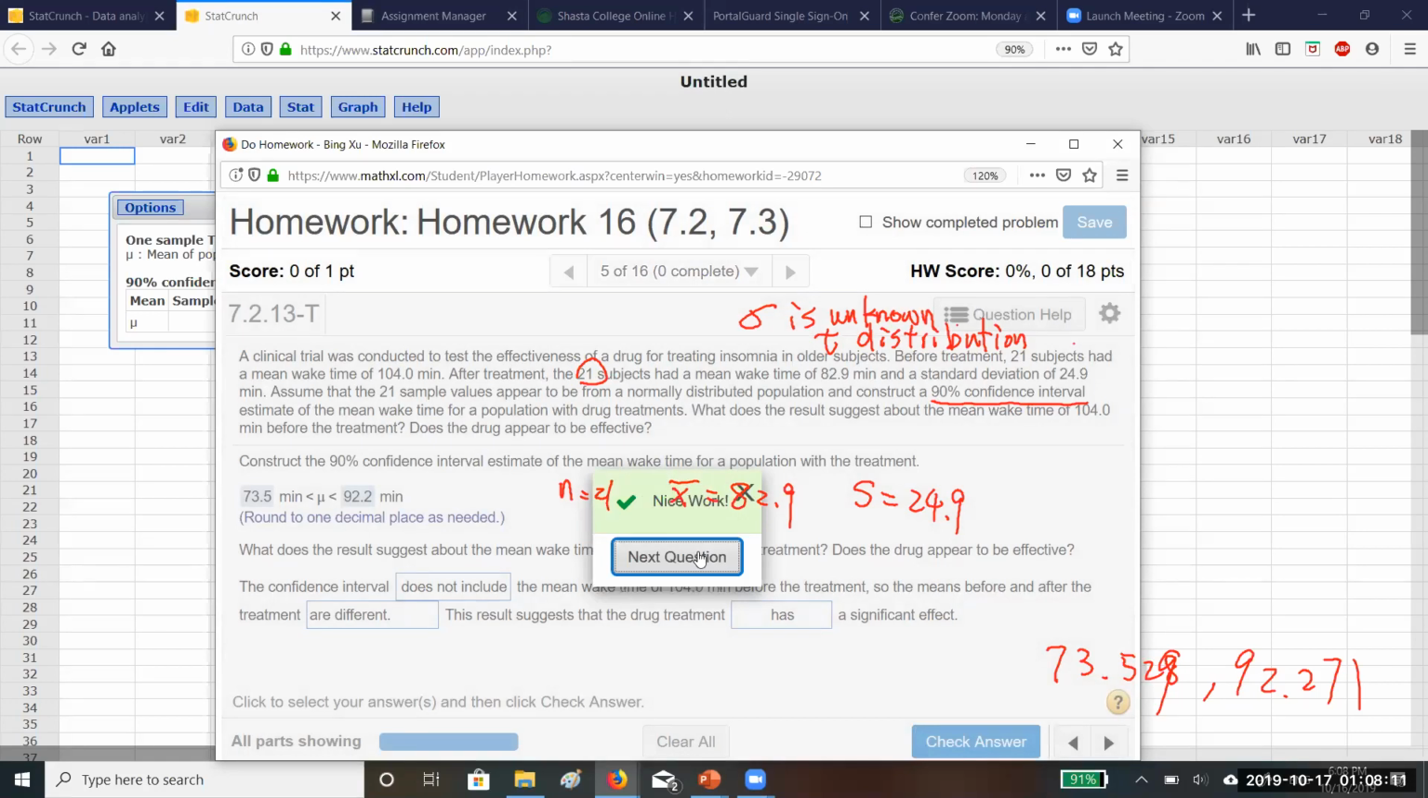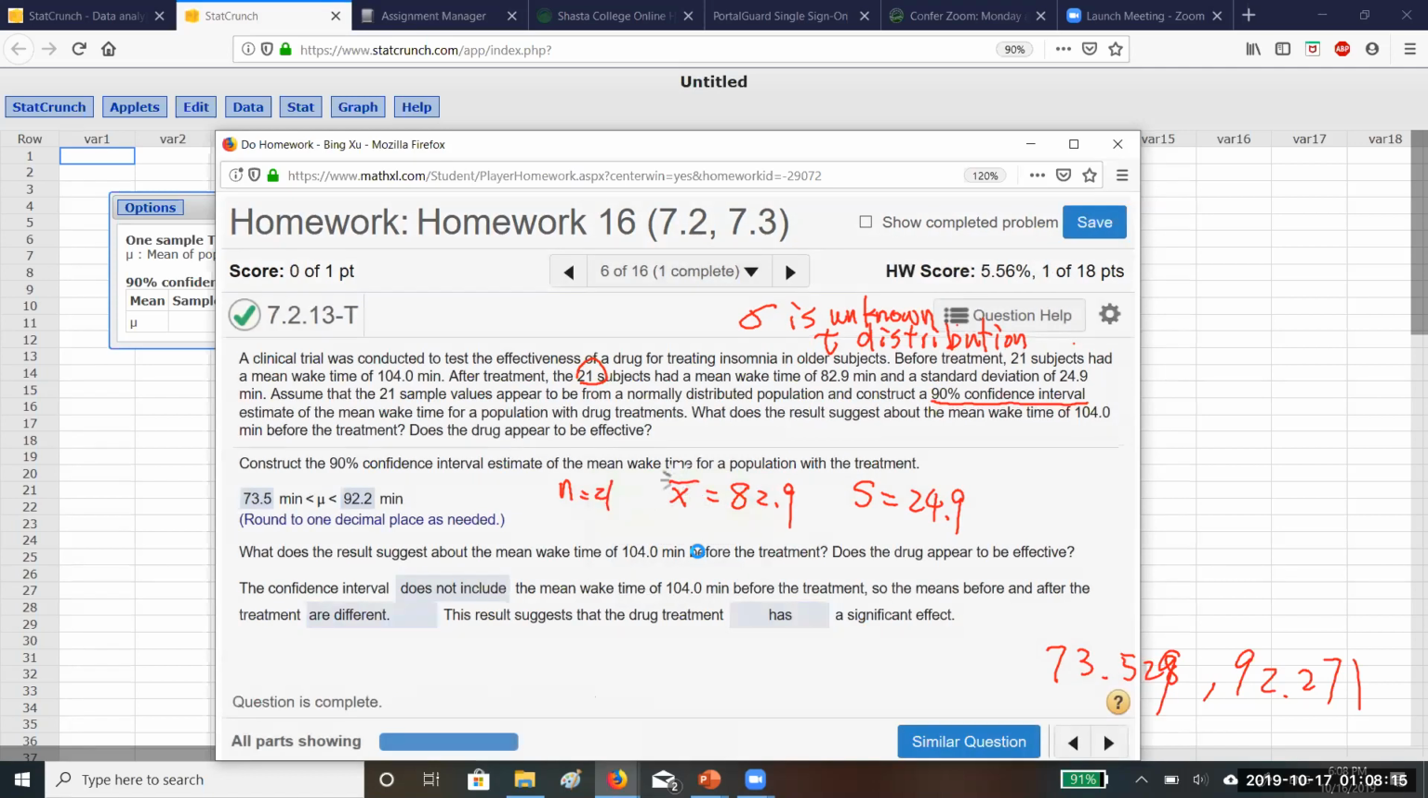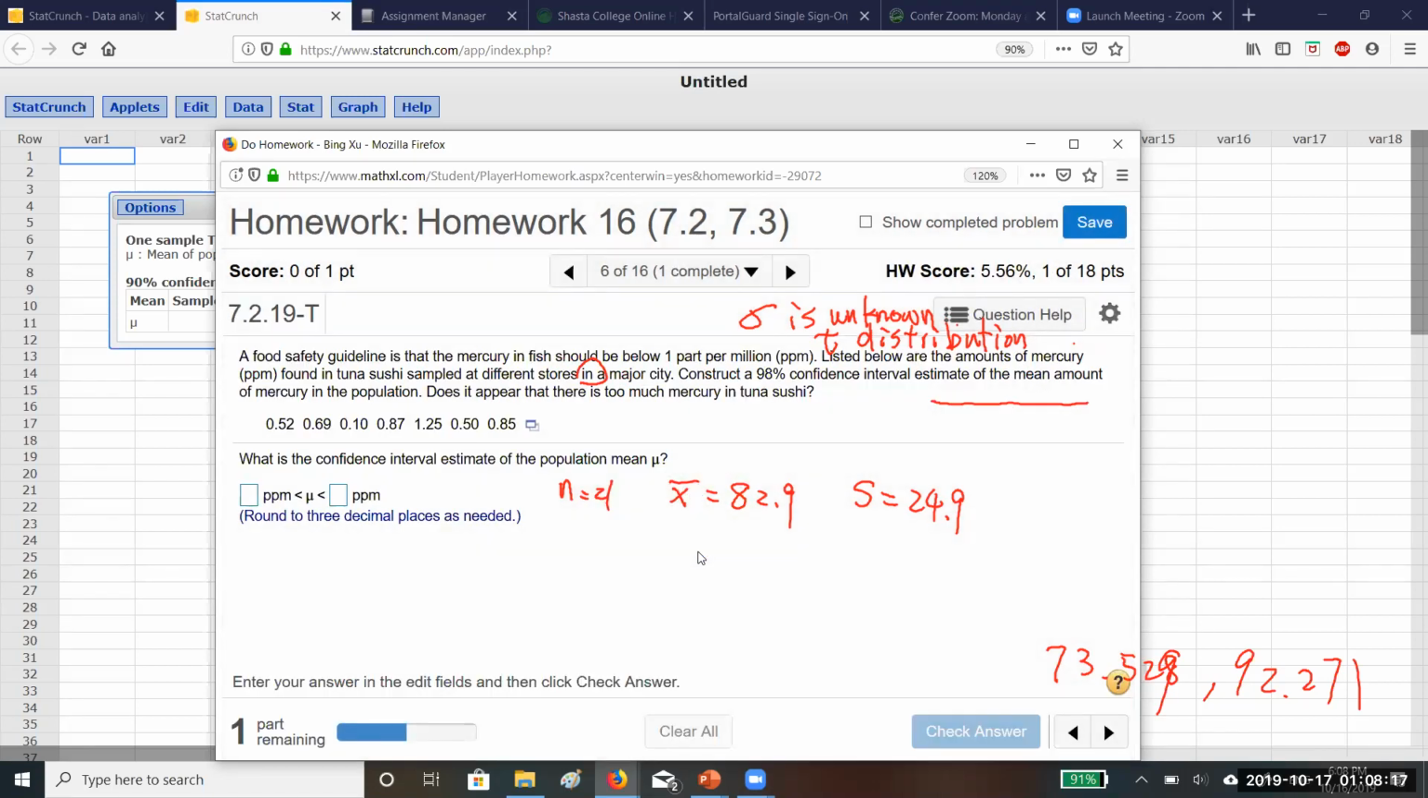Questions on this problem? Nope, I don't have any. Any other questions on the part?